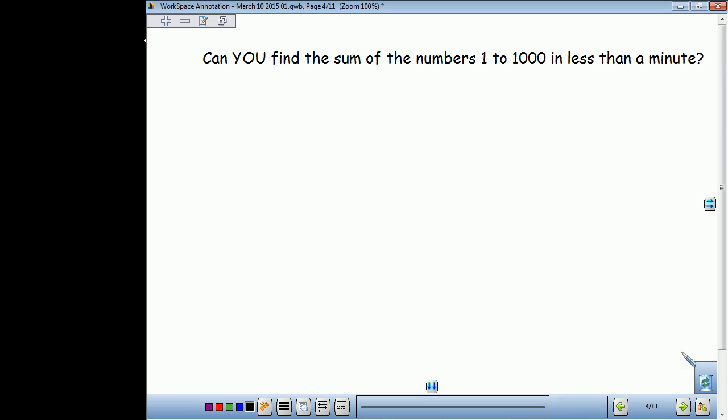Go. Can you find the sum of the numbers 1 to 1,000? And you now have 57 seconds left. I give up. I feel like this is a trick question. You gotta add faster than that. Come on. This is just a yes or no question. You can't use a calculator. It is a yes or no question.